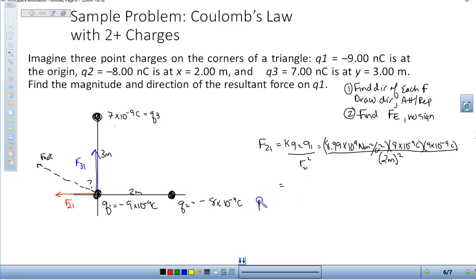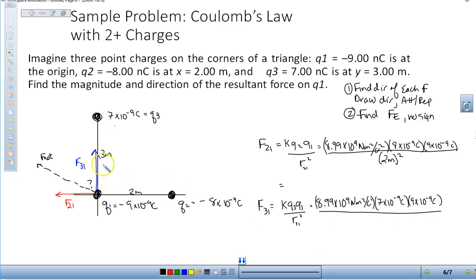Okay, I'm going to set up the next one and I'll just punch out both of these on my calculator. So k is the 8.99 times 10 to the 9th, just like that. Let's see. Q3 is that one up there. Good. Q1 is that one, ignoring the sign. And then I ask myself how far apart they are. This problem's nice, it gave us 3 meters. And then we have to square that number. Alright, let me punch these into my calculator. So let's do that.